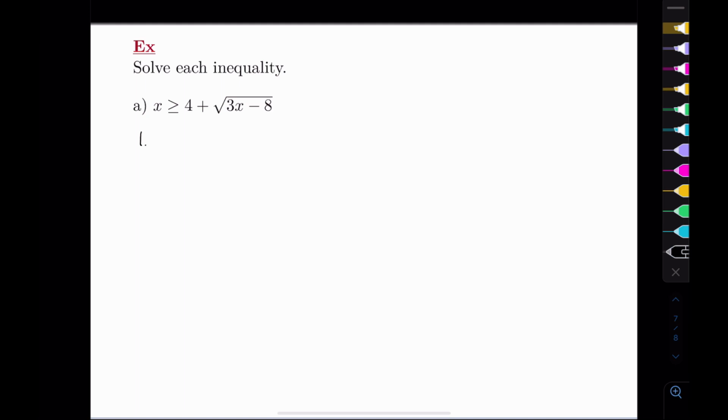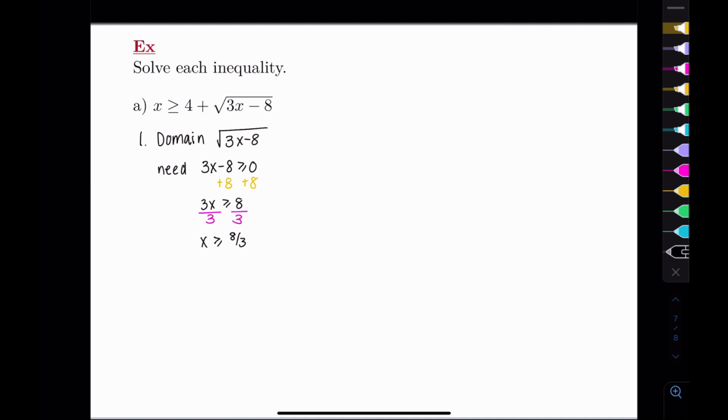So first and foremost, I need to find the numbers that make sense in the problem. We're dealing with a square root, so I've got to find the domain of the square root. So always with these radical expressions, we need this expression underneath to be greater than or equal to 0. And going through and solving that, we add 8. This is a linear inequality, so we can get x by itself. Gives us 3x is greater than or equal to 8. And then we go ahead and divide by 3. This tells us x is greater than or equal to 8 over 3.